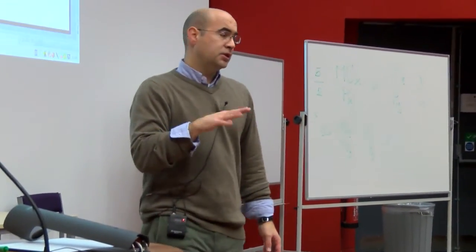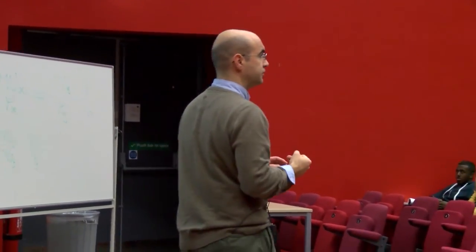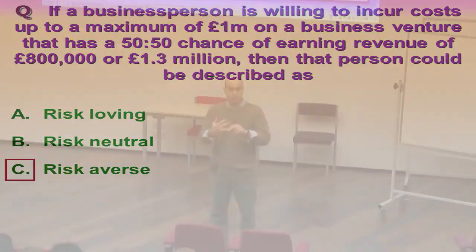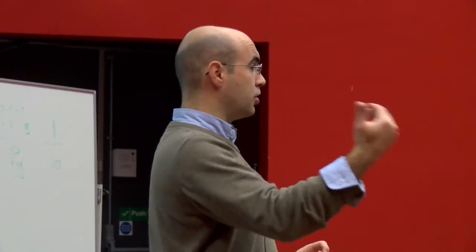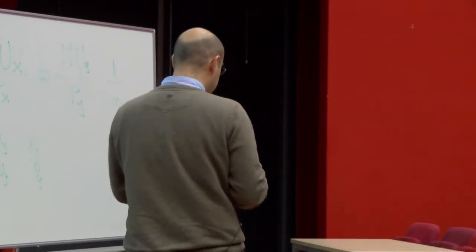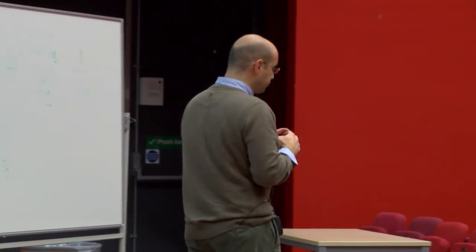So I'm going to point out, as I said, three attitudes towards risk. The first one is risk aversion. So you are averse to risk. The second one is risk neutral. Your preferences are such that you don't care much about risk. And the third one is risk loving. Your preferences are that you're a risk taker.